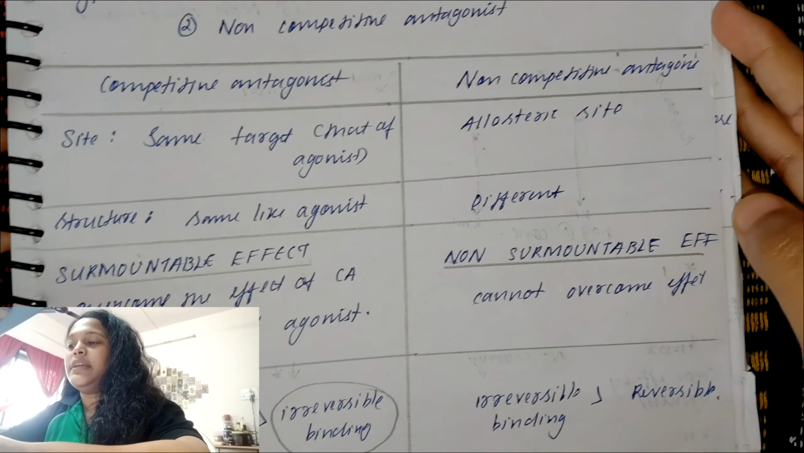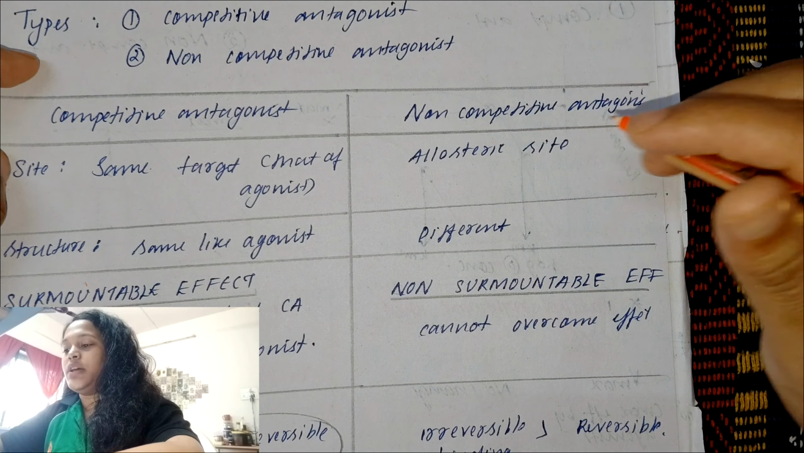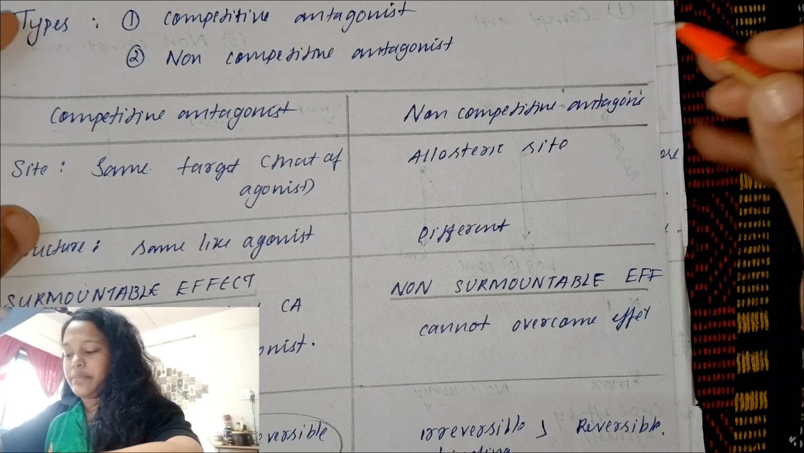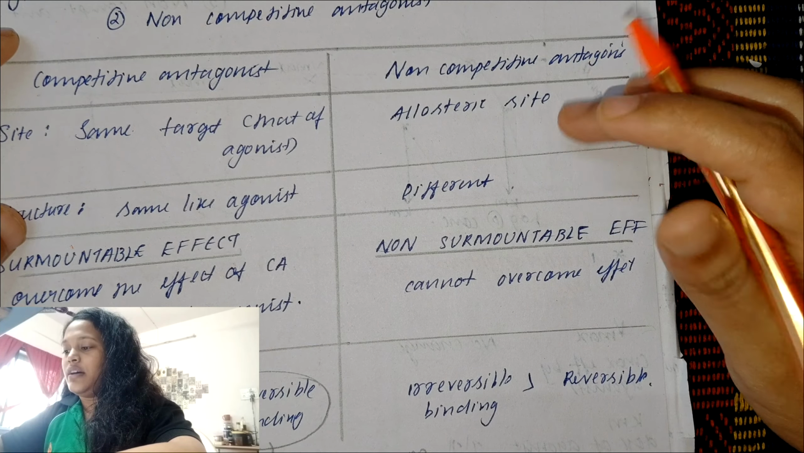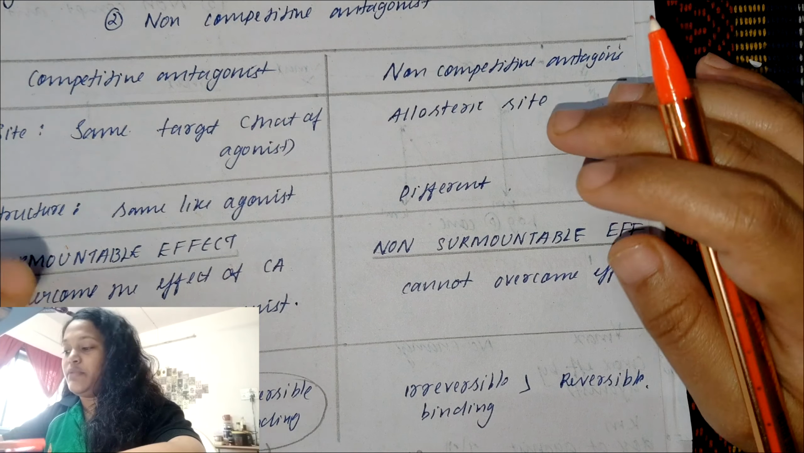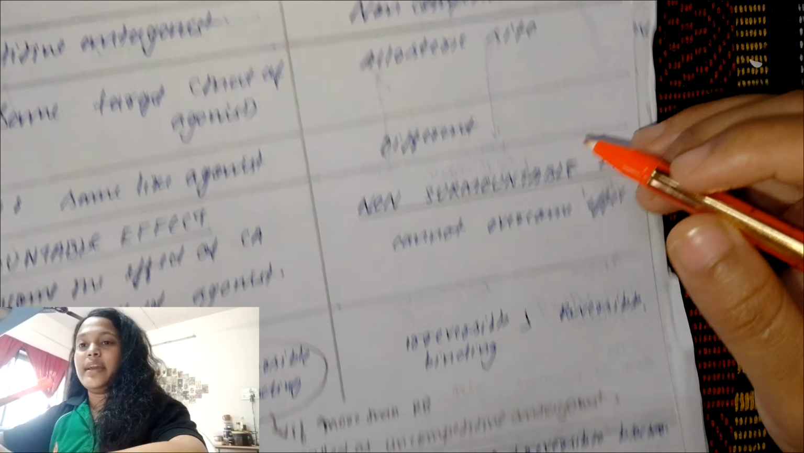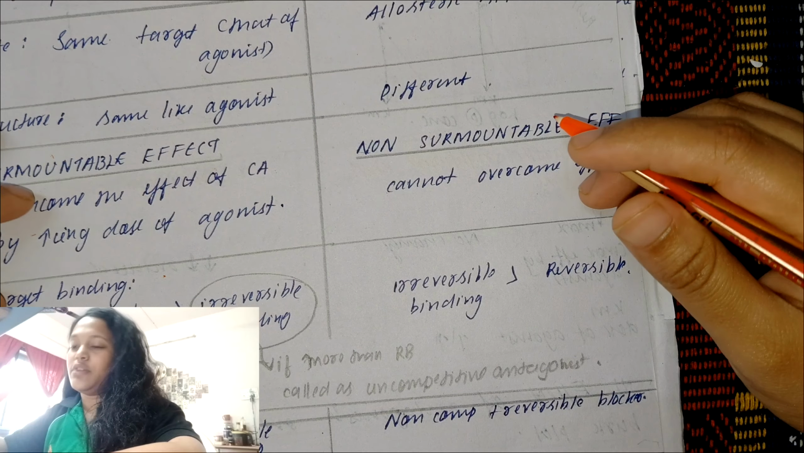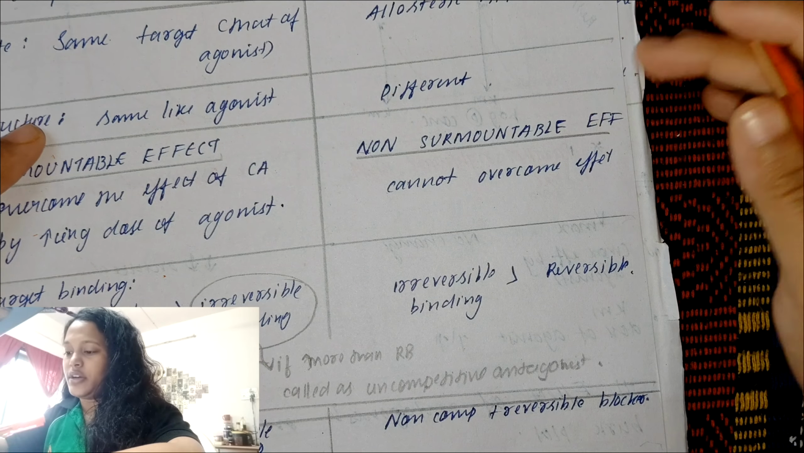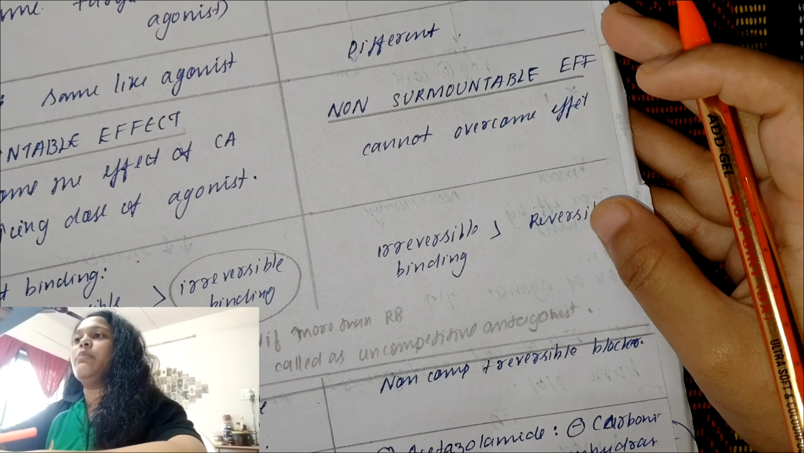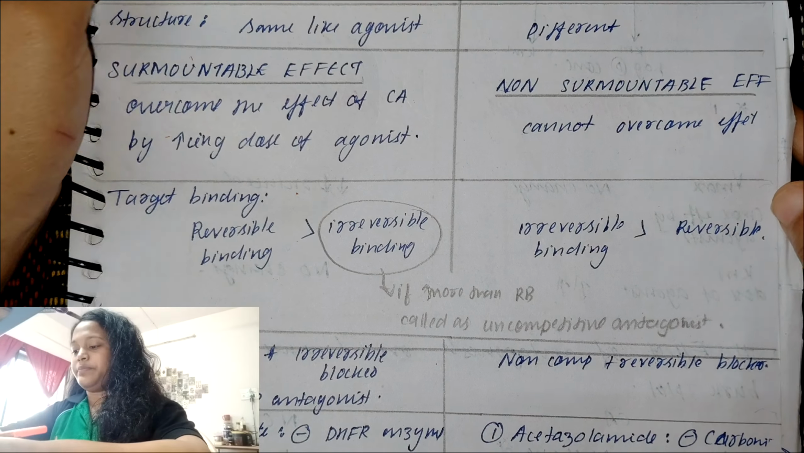Now, the non-competitive antagonist will bind to the allosteric site, and the structure will be different from the agonist. It won't be the same as that of the agonist, and it is non-surmountable. Even if we increase the concentration of the agonist, we can't overcome the effect. And here irreversible binding will be more than reversible binding.